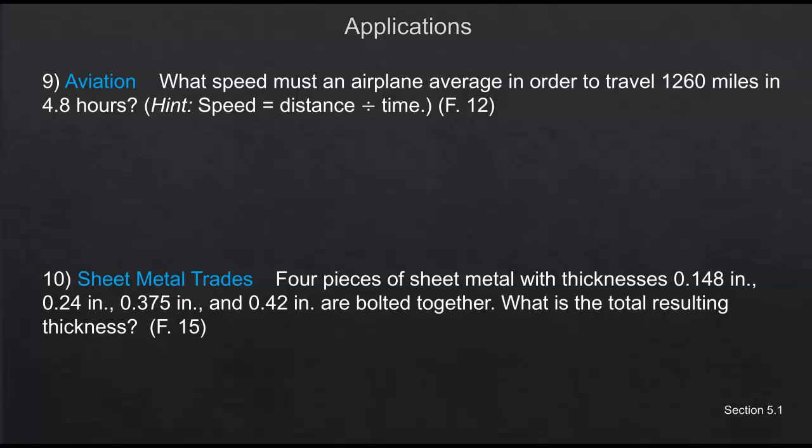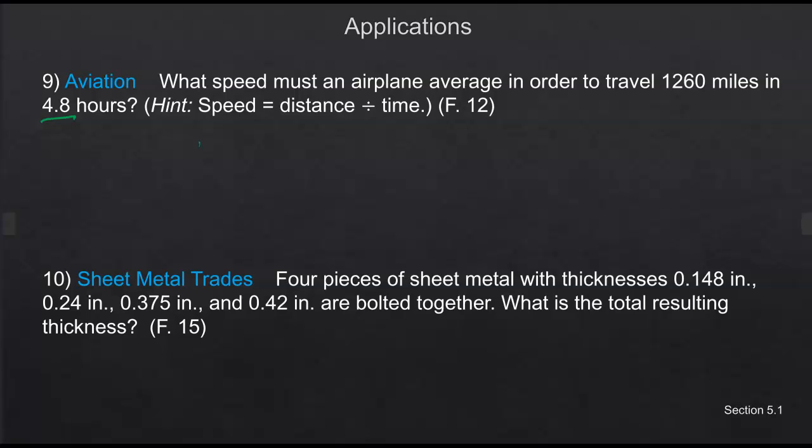All right, let's look at this next one, and it's blank. So I got rid of the blank part, and now we can go ahead and work this one out. What speed must an airplane average in order to travel 1,260 miles in 4.8 hours? And speed equals distance divided by time. So we're going to use the rules for division here, which is to go to the number of significant digits on the least accurate number, which is the 4.8. So we're going to round our answer to 2 significant digits.